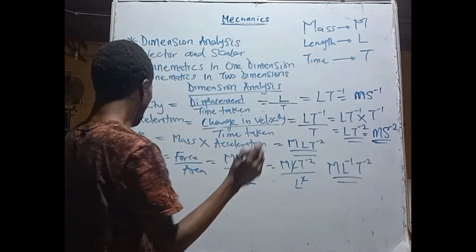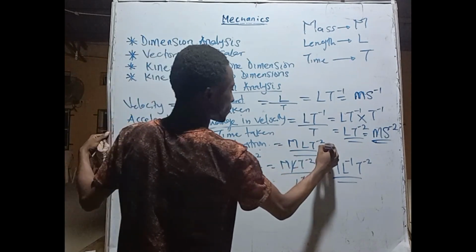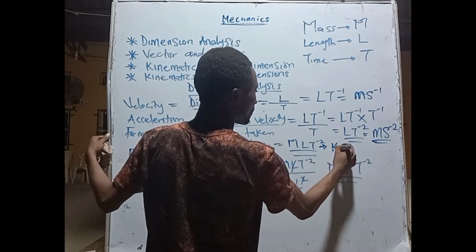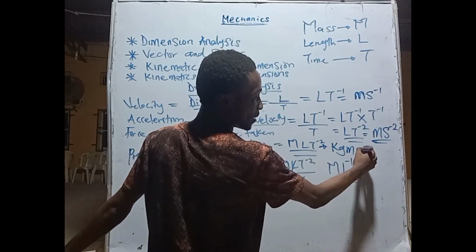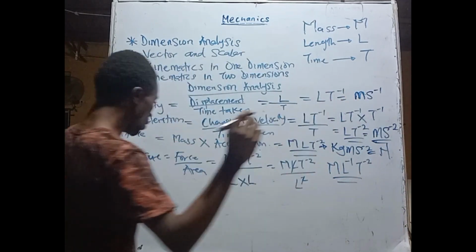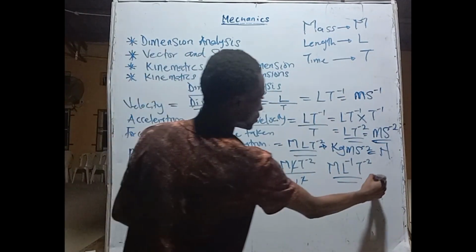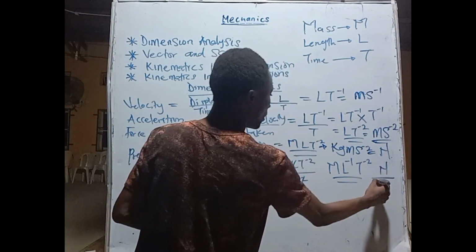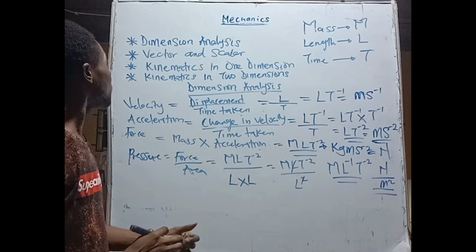Hope you get that. Alright, for our force also, M is kilogram, mass is measured in kilogram, length meter, and time per second, which is still equals to Newton. Hope you get that. So for our pressure, we have our force, which is Newton per meter square. I hope you get that. Good.